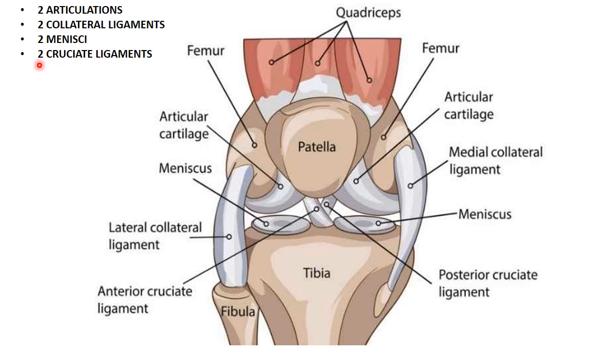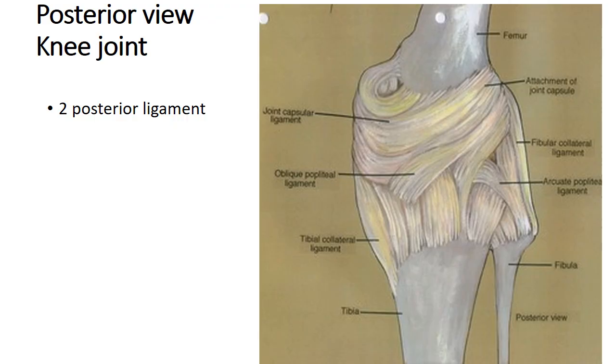Now, there are two cruciate ligaments. Here you can make out the anterior cruciate ligament in front and the posterior cruciate ligament behind. So there are two cruciate ligaments. That is not over. Again, here there is a posterior view. You can make out two posterior ligaments.